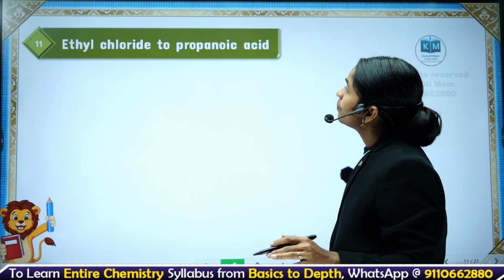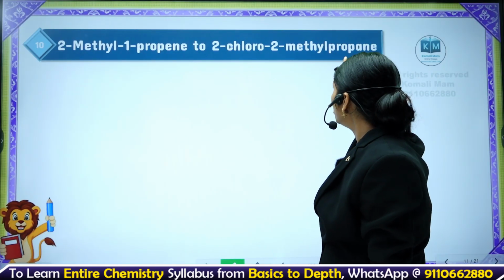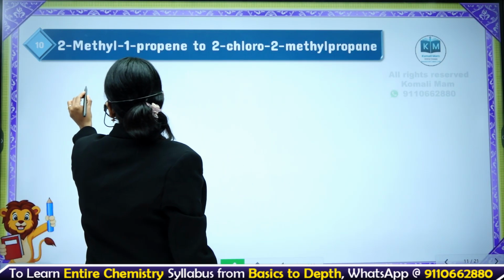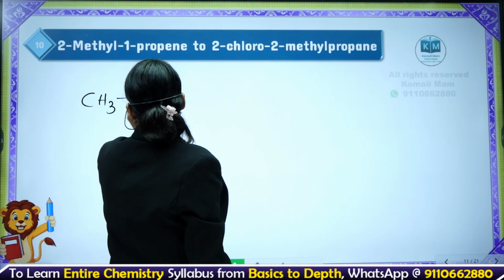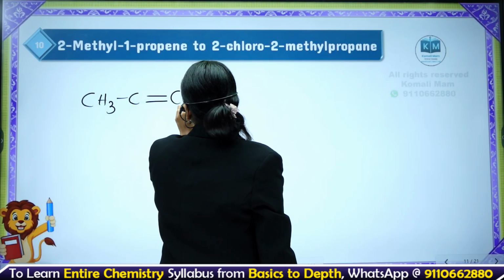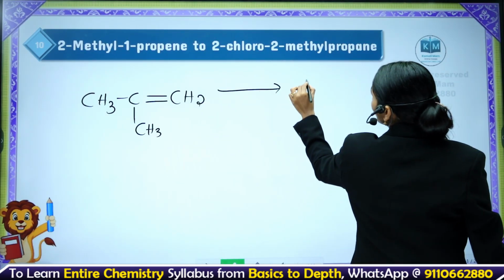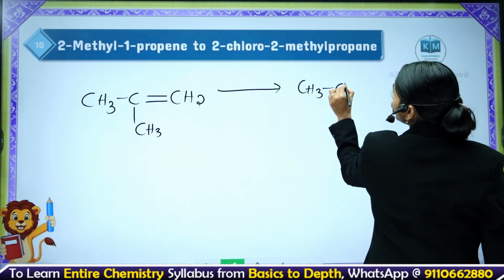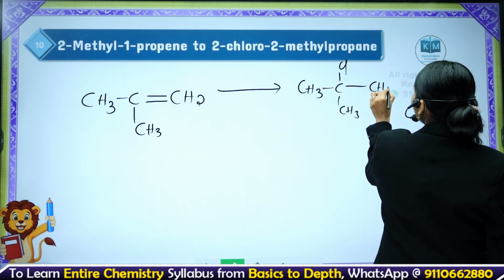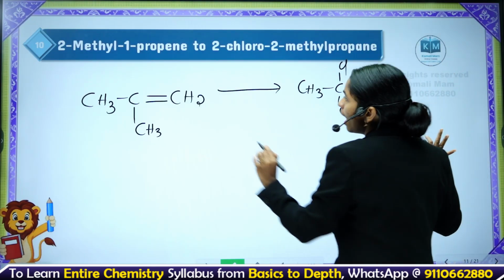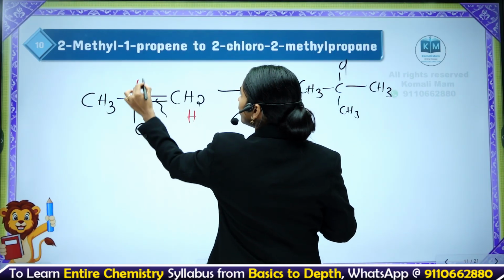Next question, 2-methyl-1-propene to 2-chloro-2-methyl propane. What is its name? 2-methyl prop-1-ene. So I will write first prop-1-ene, then second position methyl group. So how I should convert this? I want to convert this into 2-chloro-2-methyl propane. Identify the difference. Here I am breaking this bond and just adding one hydrogen here, one chlorine here.